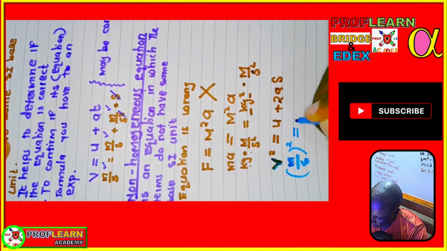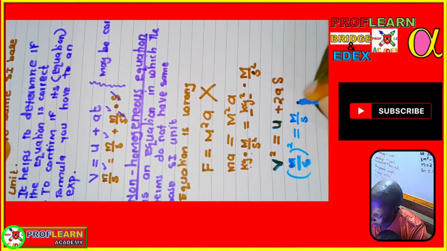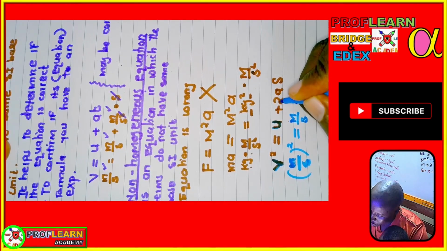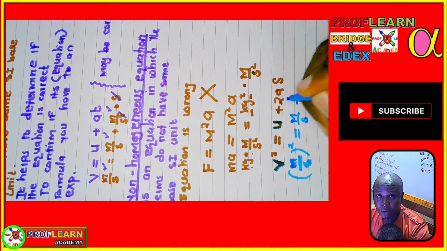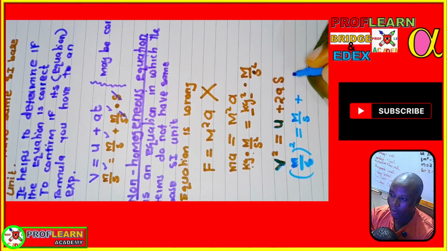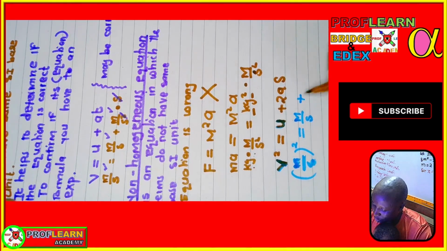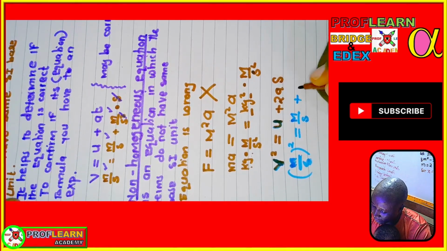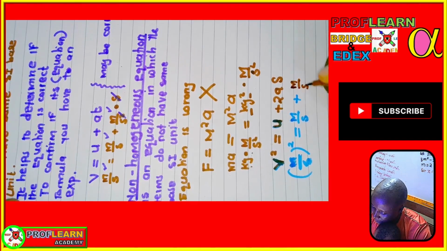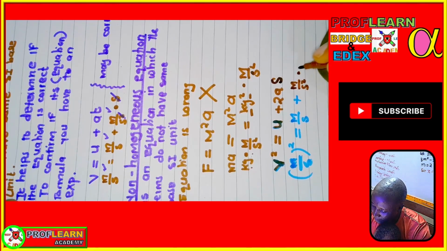And here we are going to have the unit for initial velocity, which is just meter per second, plus the units here. 2 has no units. 2 is a dimensionless constant here, which means we are not going to consider its effect at this given point. So we are going to say the unit for acceleration is meter per second squared, and the unit for displacement, s, is distance, displacement is meters.